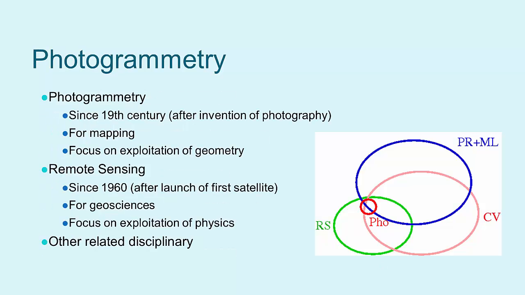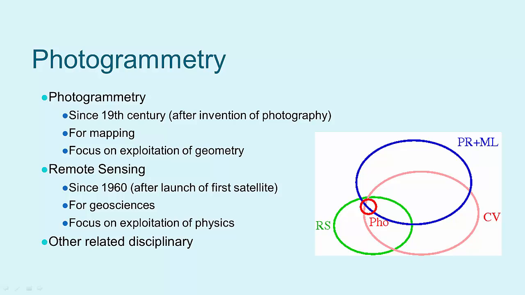Photogrammetry is the science of making measurements from aerial photographs. It was originally invented in the 19th century after photography had been invented. The first aerial photograph was captured from an airplane for mapping purposes.